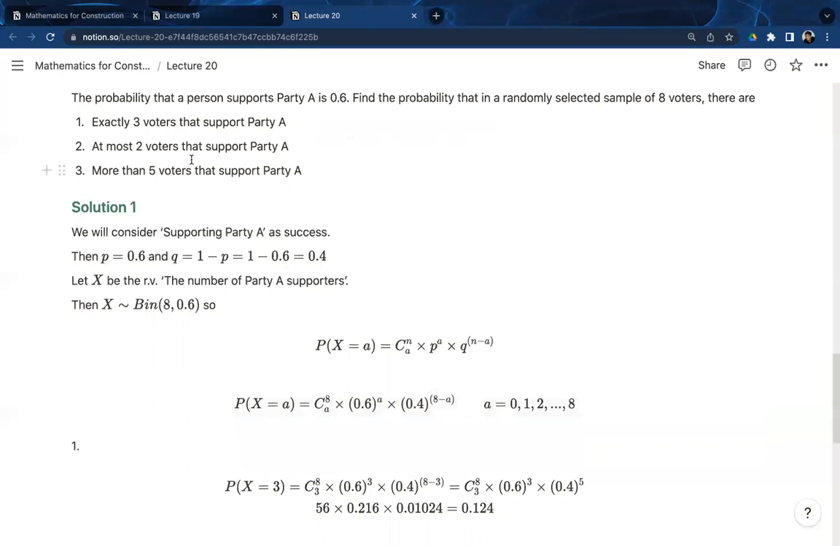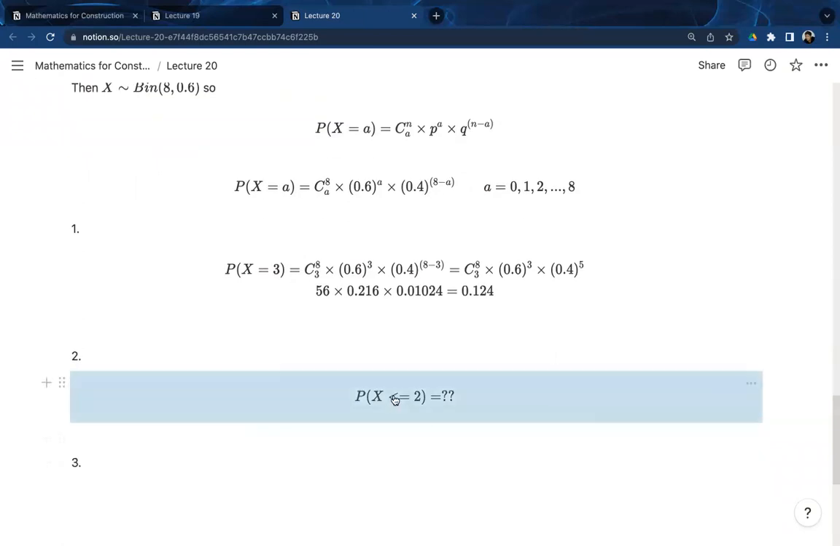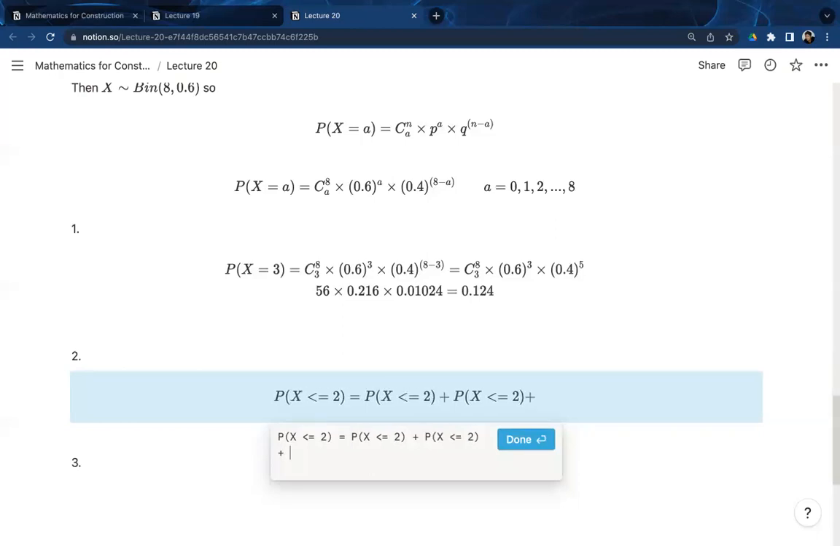You could have 0 people that support. Like if you have 8 people and you ask all of them, do you support party A? 0 of them could say yes, which means you have no successes. So this could be 0 or 1 or 2. You have to phrase it in terms of the original question. So we could have probability X equals 0 or probability X equals 1 or probability X equals 2, right?